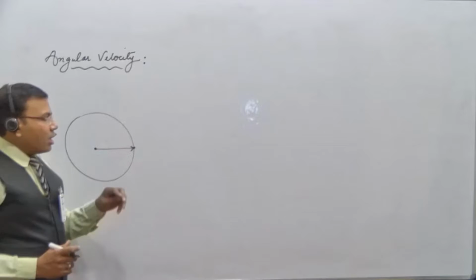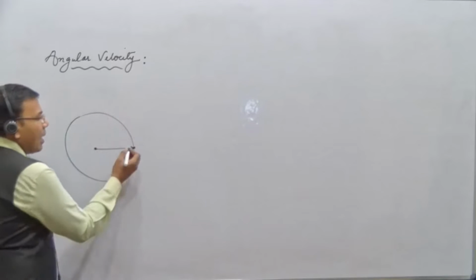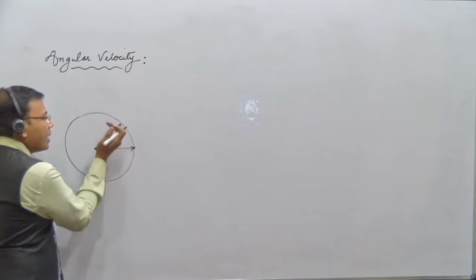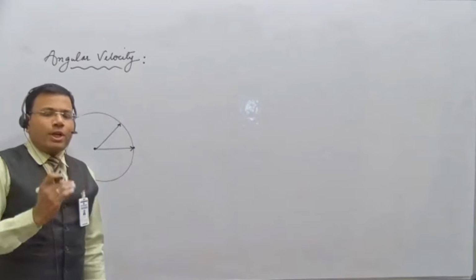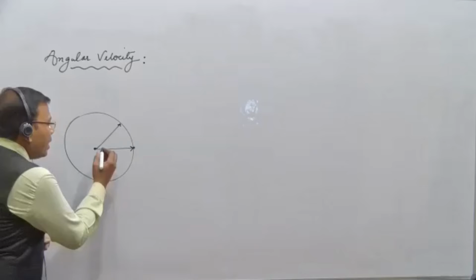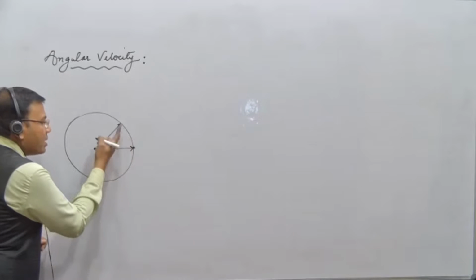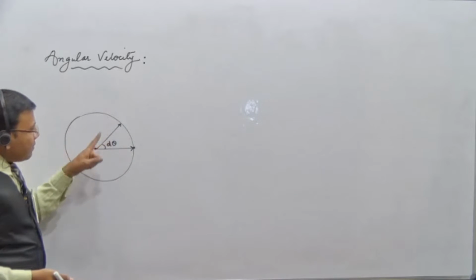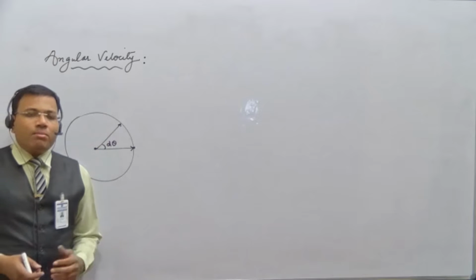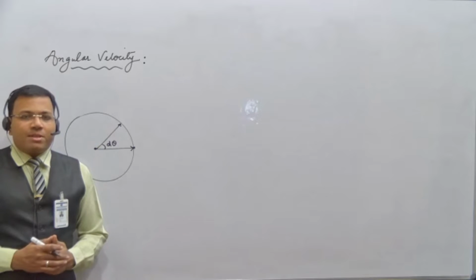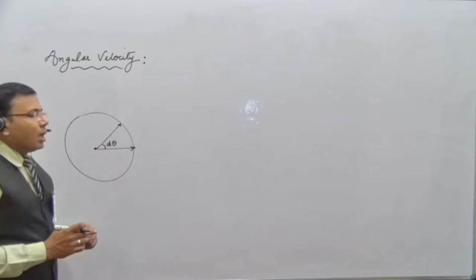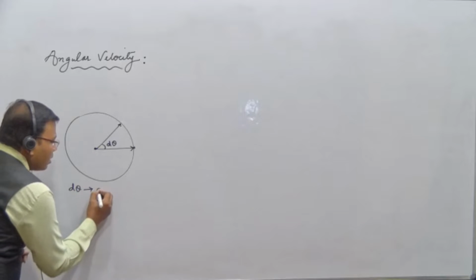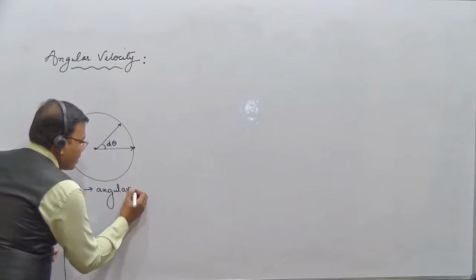If this radius vector gets rotated, then how much angle is turned by this radius vector in a given time? That is called angular displacement. So this angle d theta is called angular displacement. I'll write here, d theta is angular displacement.